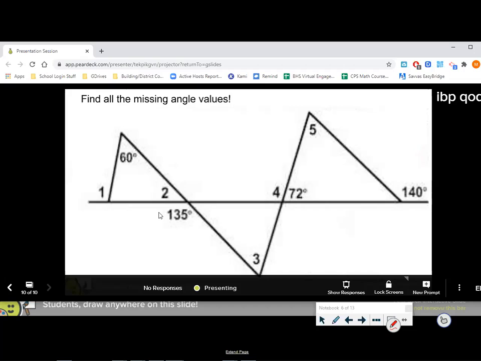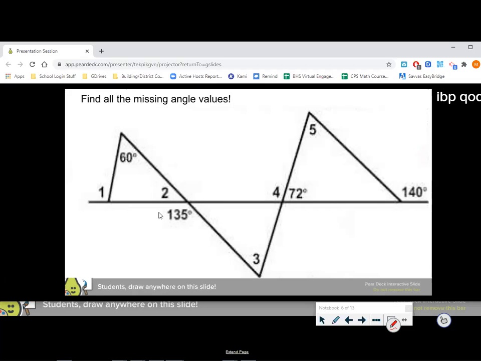Okay, I'm jumping up to slide 10. Let's just do this last one, and I think we'll wrap it for the week. You can just write them into the areas. Can you please find these angles?